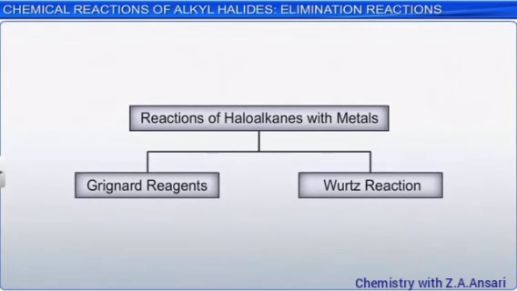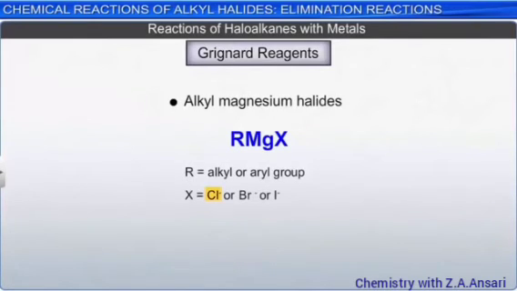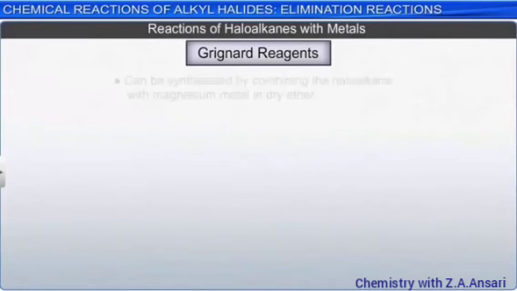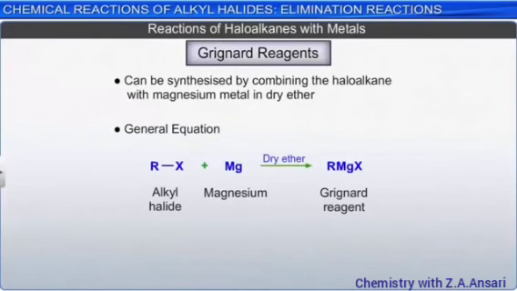One important class of organometallic compounds is called Grignard reagents. Grignard reagents are alkyl magnesium halides. They have the general formula RMgX, where R is an alkyl or aryl group and X is a chloride, bromide or iodide. A Grignard reagent can be synthesized by combining a haloalkane with magnesium metal in dry ether. A general equation is shown here.